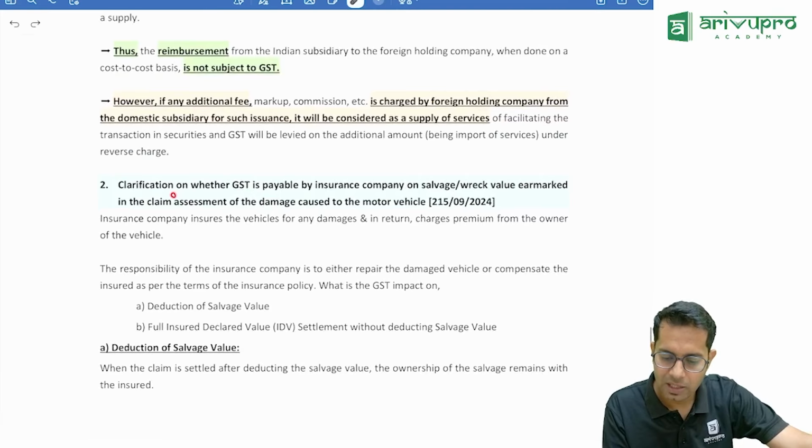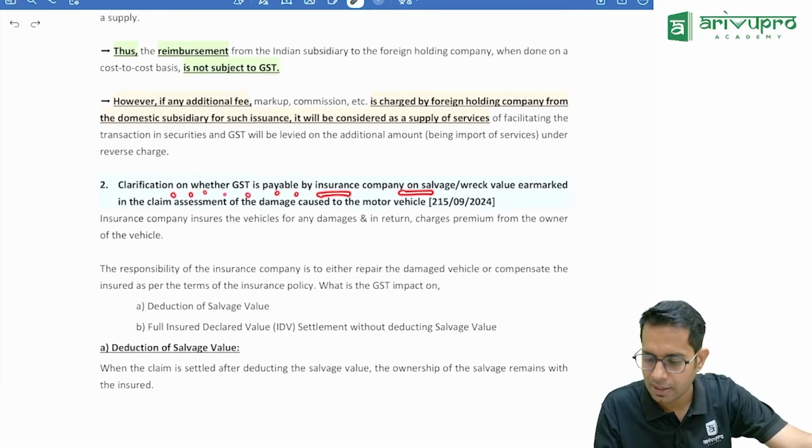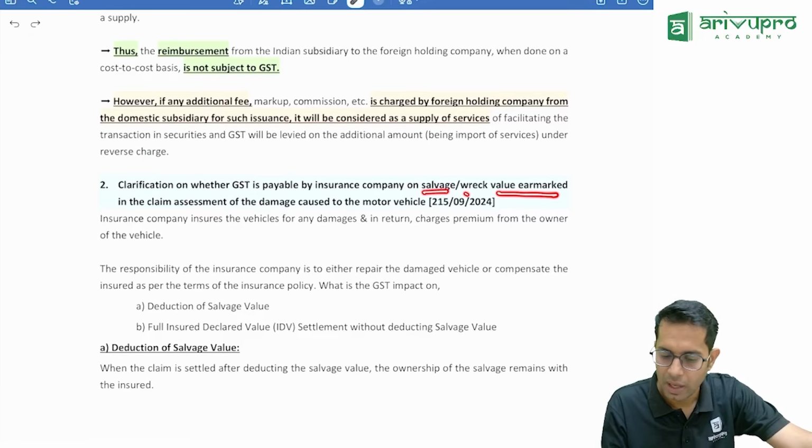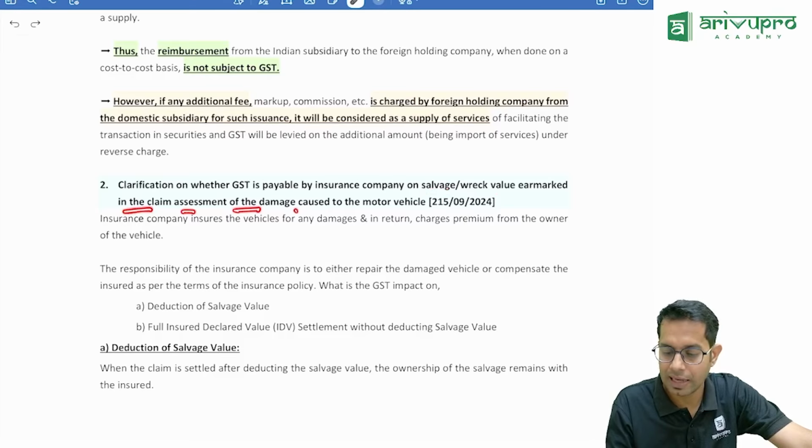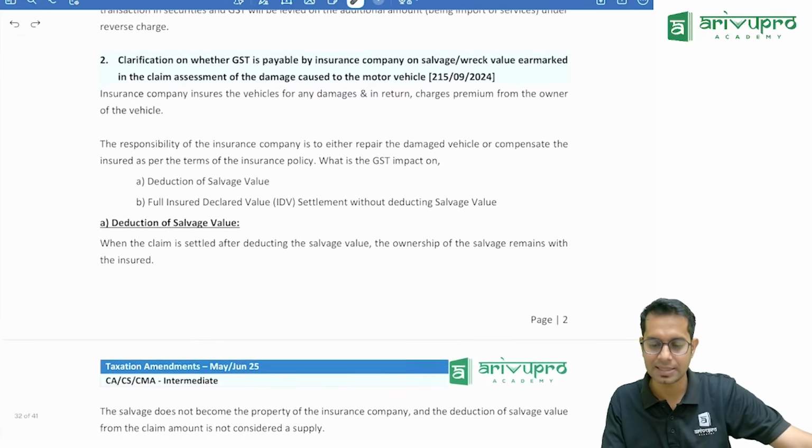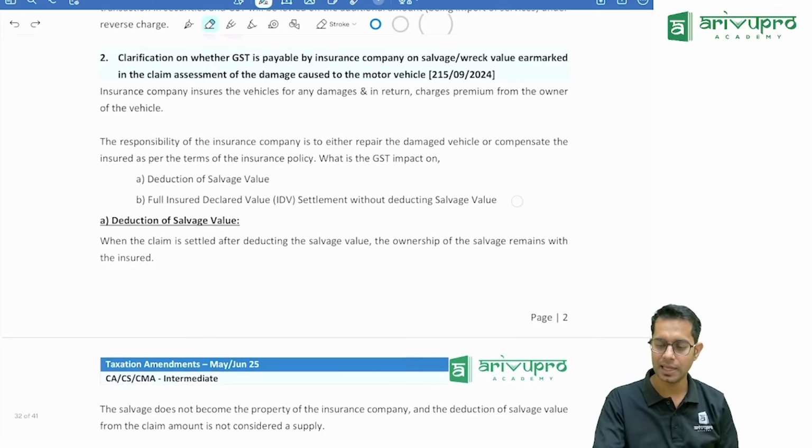Then, clarification on whether GST is payable by an insurance company on salvage value earmarked in claim assessment of damage caused to a motor vehicle. Now what is this salvage value, sir? For example, let us say there is a car.